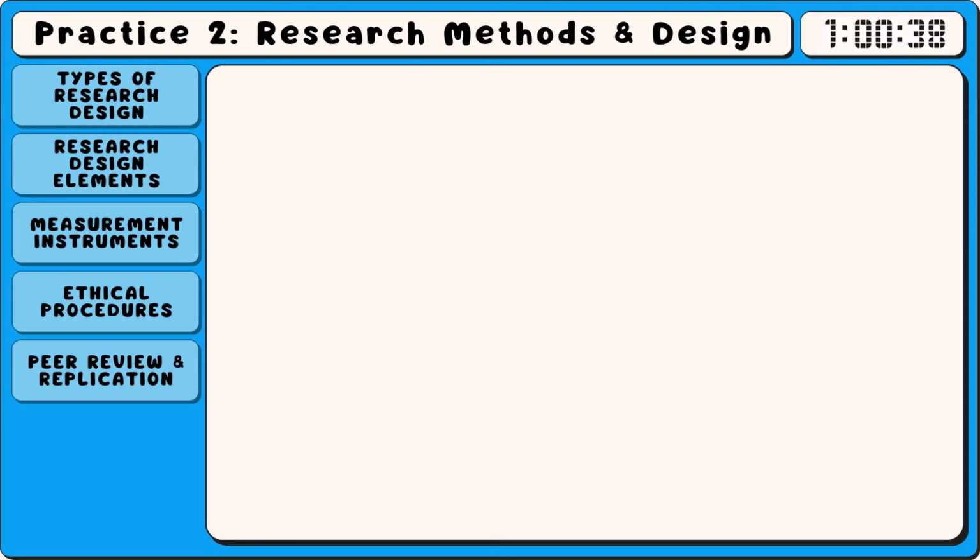So, let's begin. For this scientific practice, there are 5 parts: types of research design, elements, measurement instruments, ethical procedures, and peer review and replication. Let's start with types of research design.